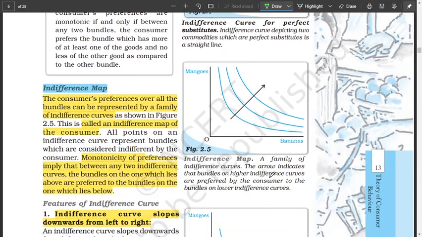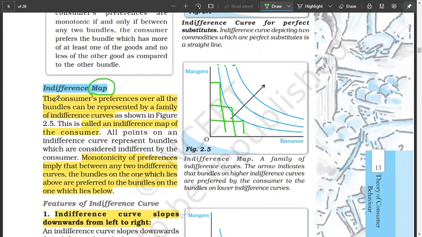Now, so you have the indifference curve, which is mostly by nature convex, isn't it? So you can have point A, same satisfaction as point B, same satisfaction as point C, isn't it? On the same curve. But if you have a number of indifference curves in a figure, that is called an indifference map.